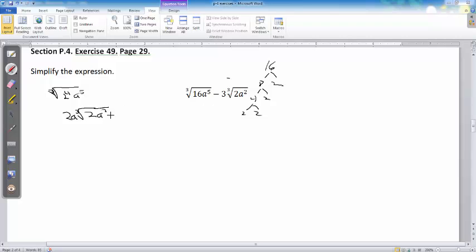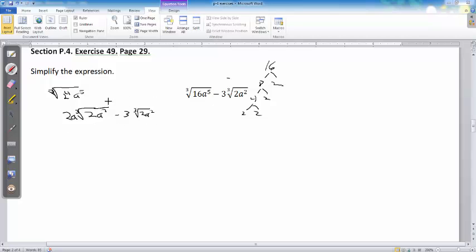Doesn't look like I have to do anything at all to the second root there. 3 cube root of 2a squared. Now, these aren't really like terms because they have different variable expressions on them. This has an a in front of the root, this one doesn't. And this is what I would expect from you guys on, say, a test.